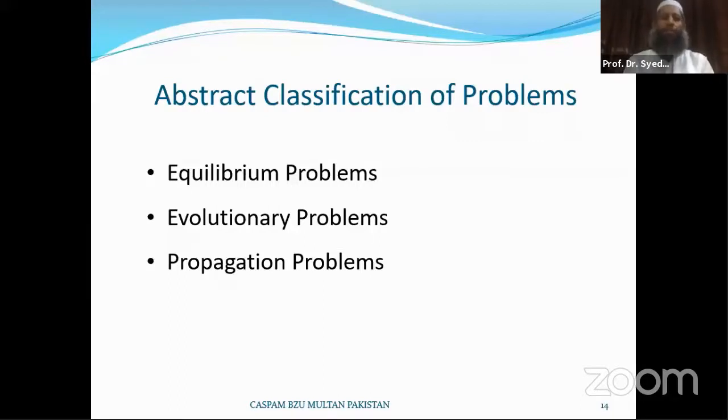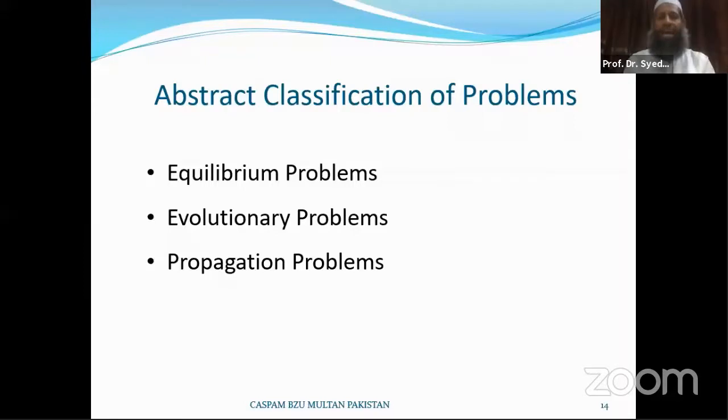Now, equilibrium problems represent a situation in which there is something moving, but that transportation is in equilibrium. For example, if there is a room, there is an entrance door and there is an exit door, and the number of people per unit time entering the room is equal to the number of people exiting the room, then we can say that the number of people in the classroom is in equilibrium. With the passage of time, their population is not changing.